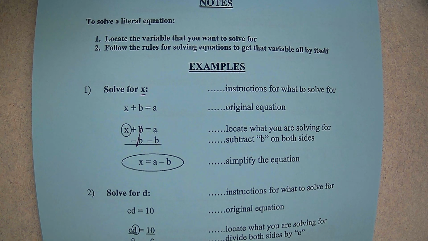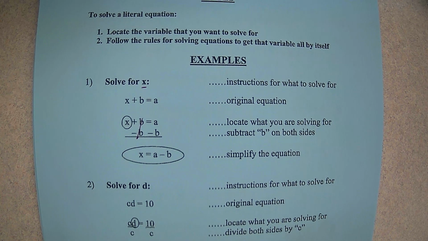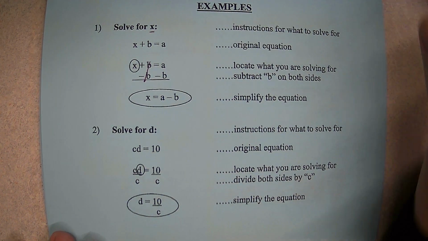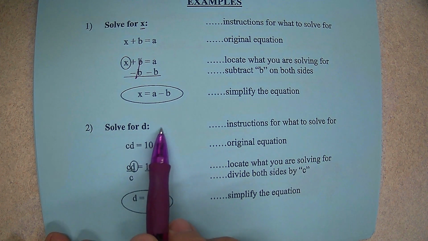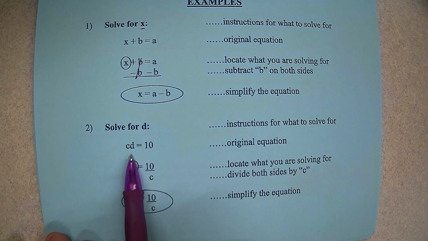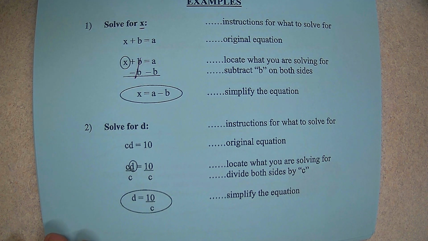We're done. We didn't have to use our calculator. We didn't have to do any adding, subtracting, multiplying, or dividing with actual numbers. We just write it out as a formula. We can do something like this. Solve for d. I have cd equals 10. Remember, if letters are right next to each other, it means it's multiplying.